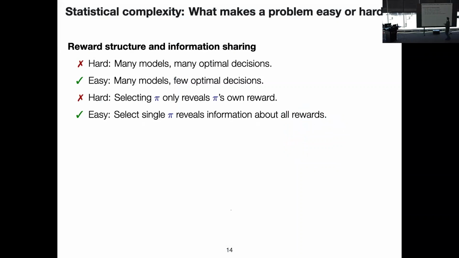Okay, and so to summarize, if we want to understand what statistical complexity is and what makes problems easy versus hard, there are many different considerations we need to take into account. Do we have many possible optimal decisions versus few optimal decisions? Does a given decision only reveal information about its own reward, or can we somehow share information? And again, the real point to take away here is that this is tied to algorithm design. For the examples we just saw, it wasn't just that they were easy versus hard. The optimal rule for selecting our decisions for each example was completely different.